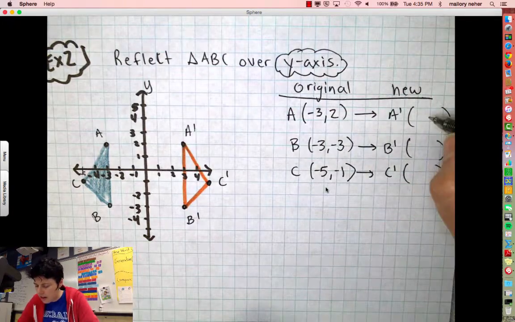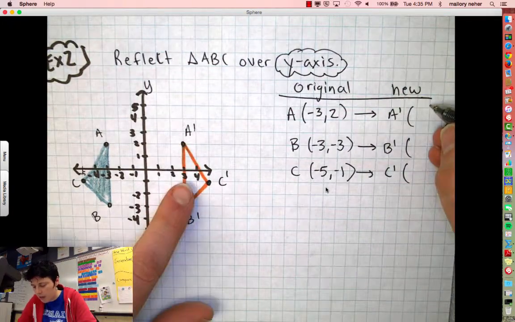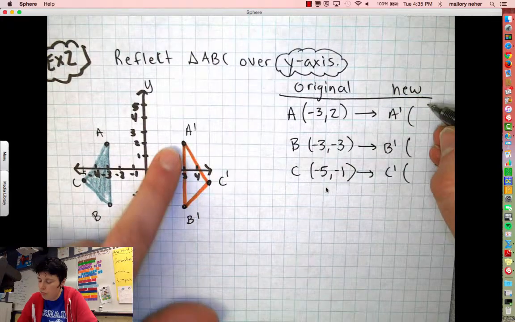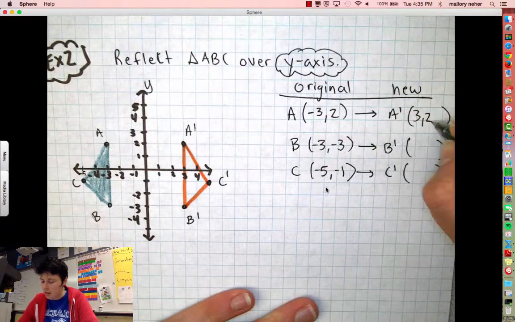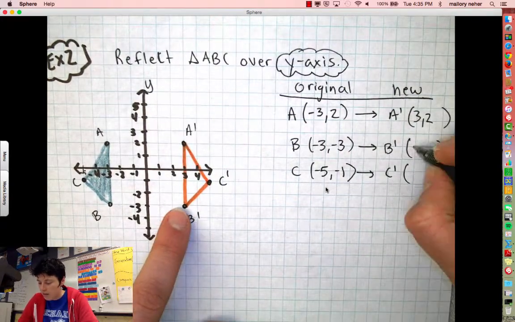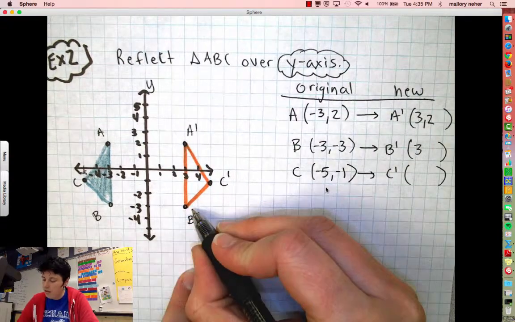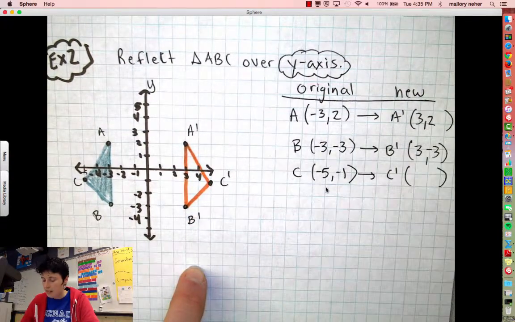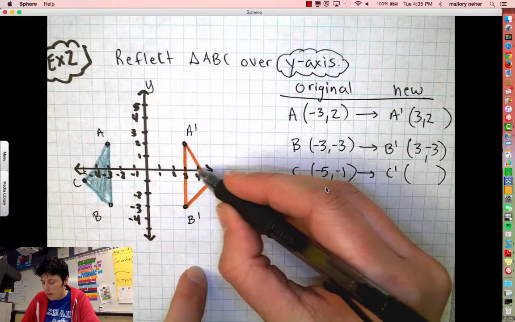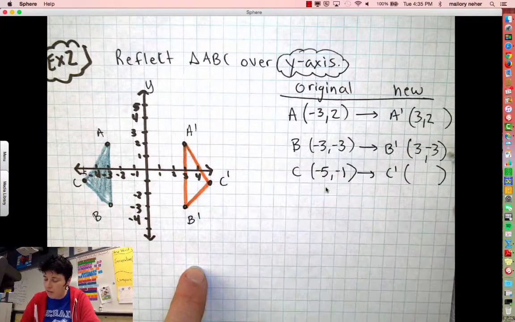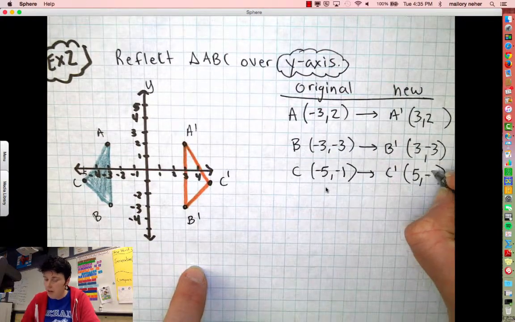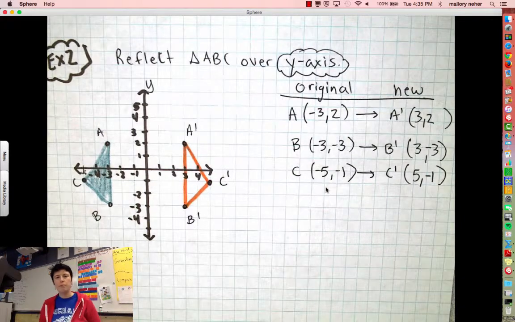And so I list out my points. A prime is now at a new location. It's now at (3, 2). B prime is now at (3, -3). And C prime is now all the way out here at (5, -1). And those make up my new points.